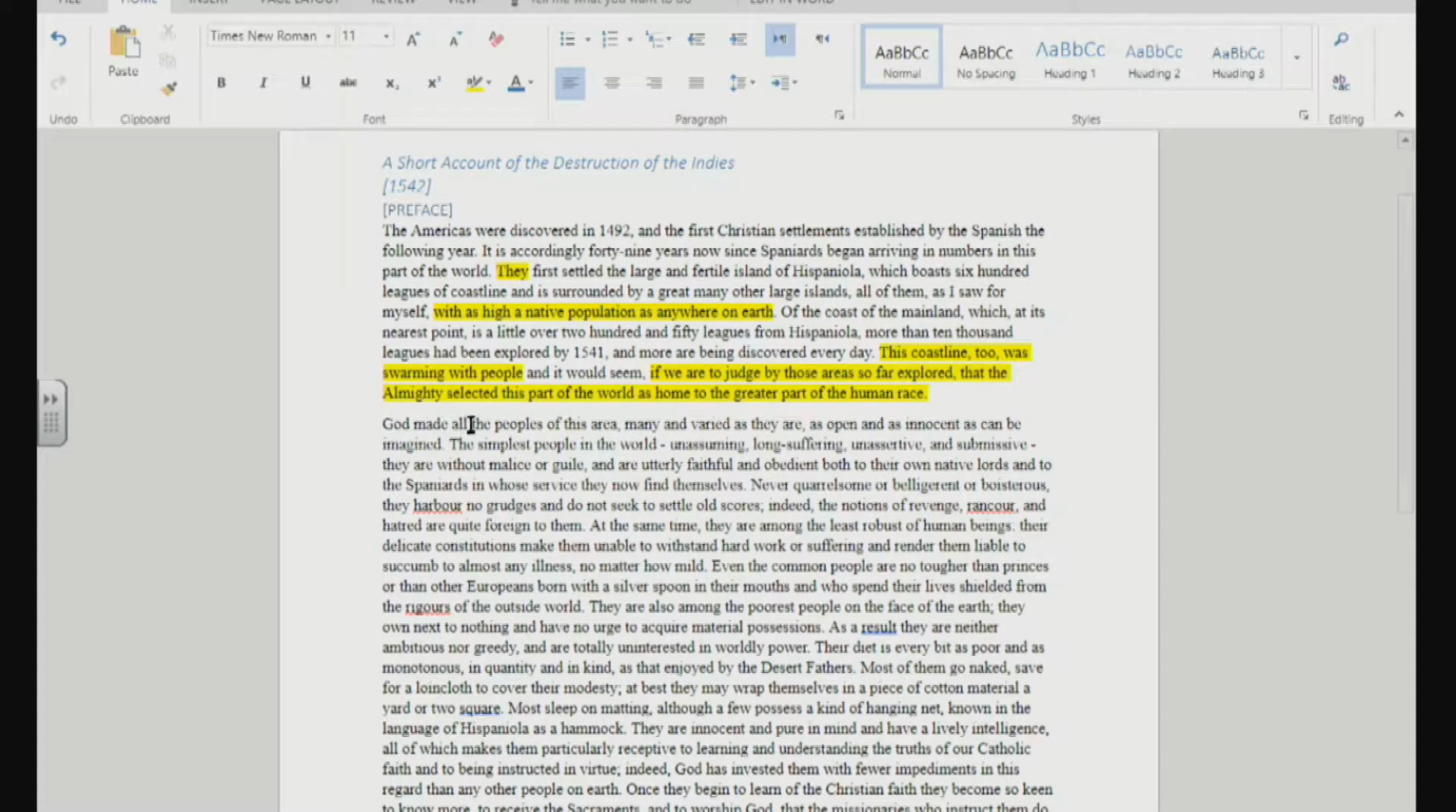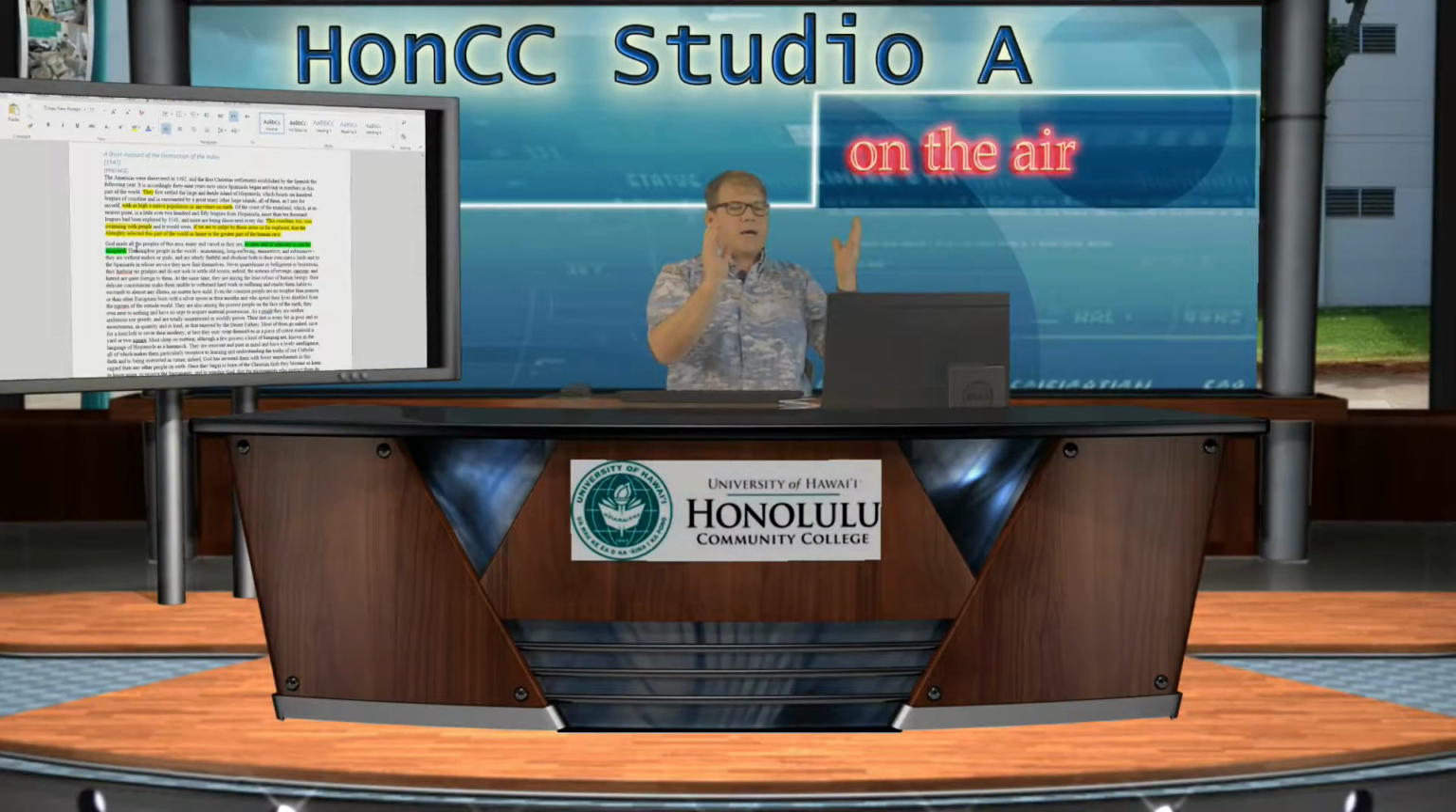God, it says, made all the peoples of this area, many and varied as they are, as open and innocent as can be imagined. Okay, I'm going to take a big guess here, and I'm even going to color this slightly differently. I'll call this green. This sounds very much like de las Casas' opinion of these people. And I think that's great, right?